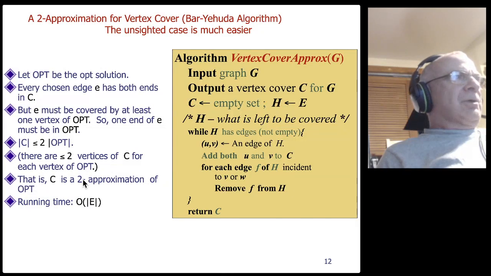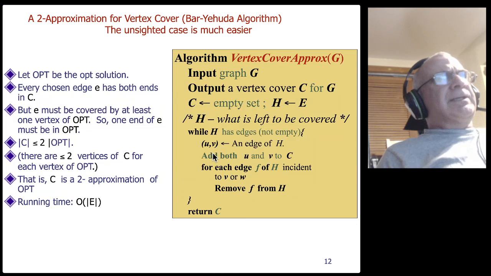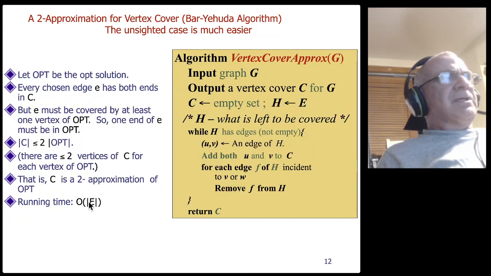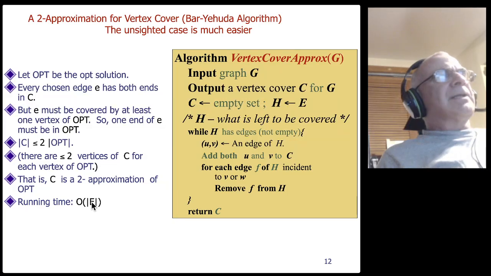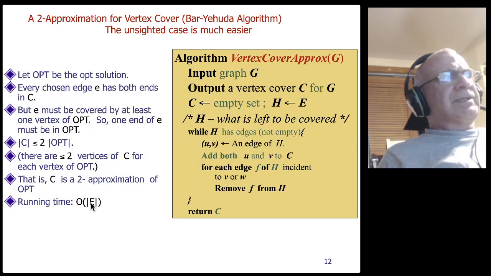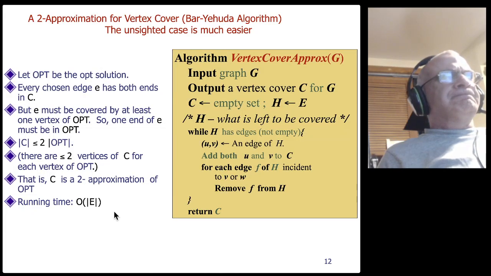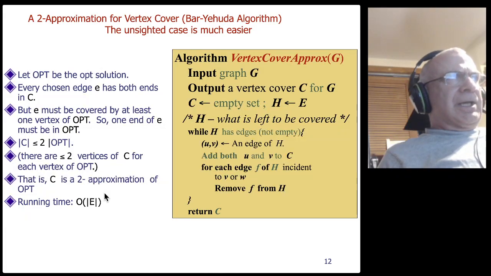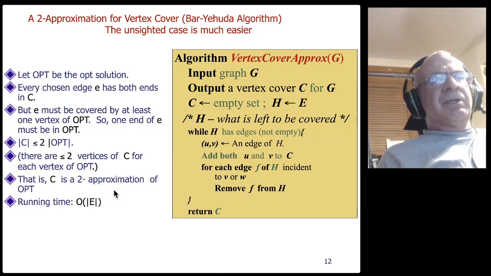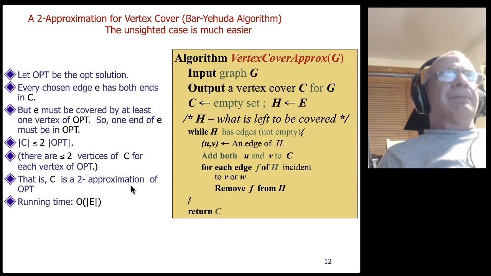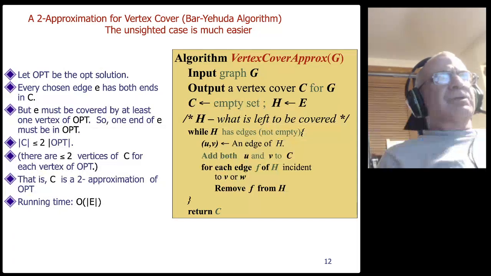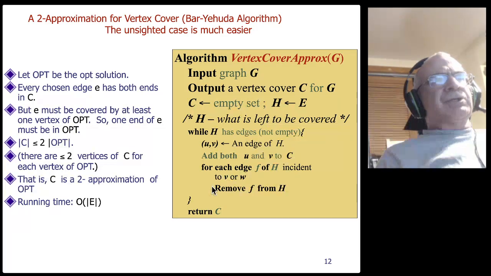In other words, C is a 2 approximation of the optimum solution, and we didn't need linear programming, and the running time is just linear in the number of edges and the number of vertices, and usually the number of vertices is smaller than the number of edges. QED, a cute example of an approximation algorithm, a cute example of linear programming that we saw earlier, and a cute example of integer linear programming.